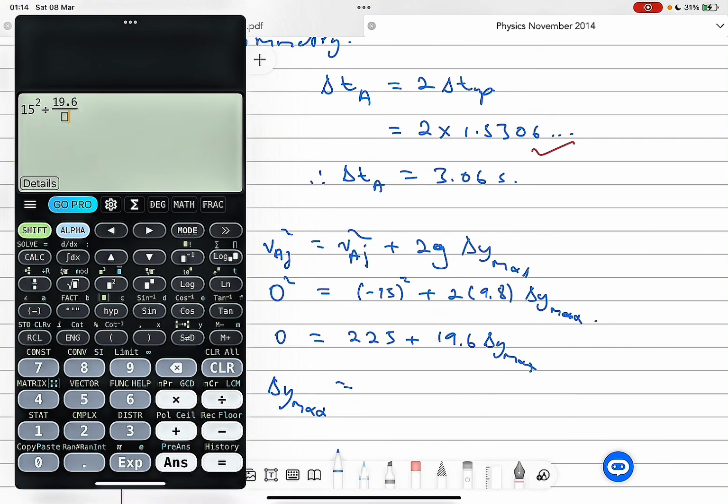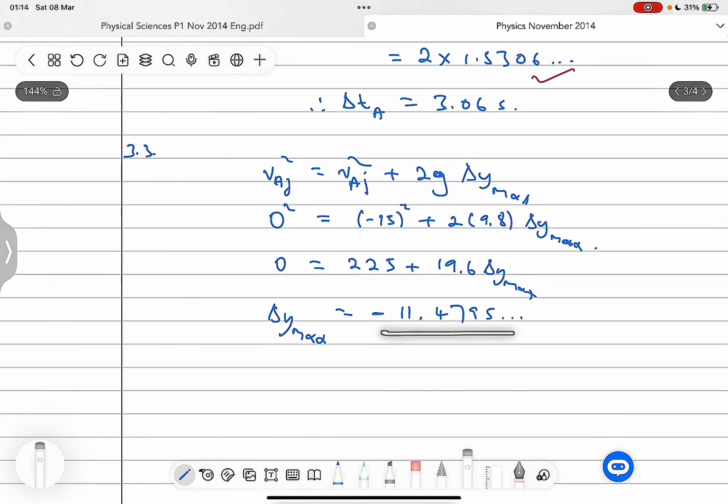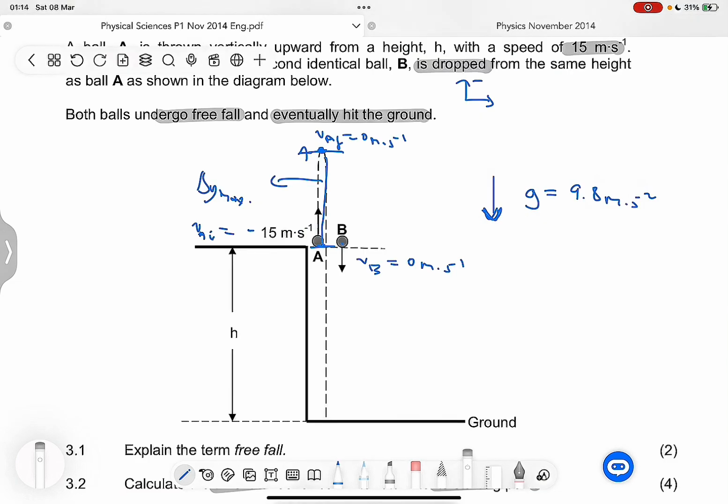Okay, let me write this properly so that we don't get confused. We have negative 225, because it's going to be negative when it goes to the other side. Then we have 19.6. So this means I have here negative 11.4795 and it goes on like that. Now, I'm not rounding off here because this is not the final answer. It's only the height from here to the maximum height.